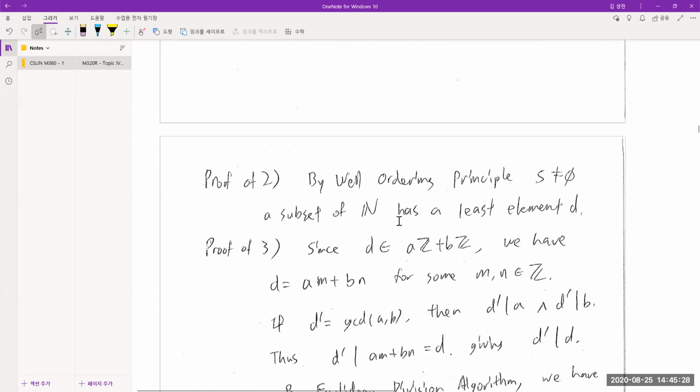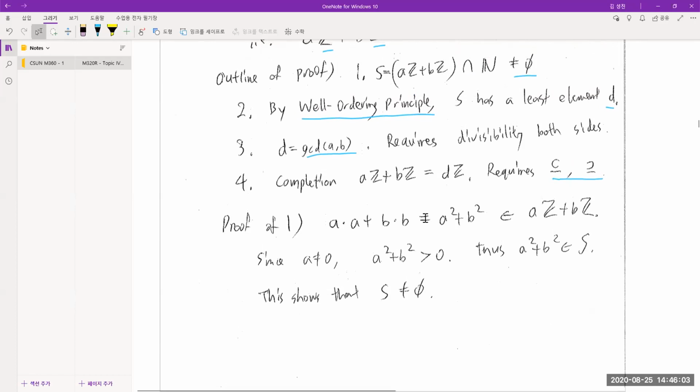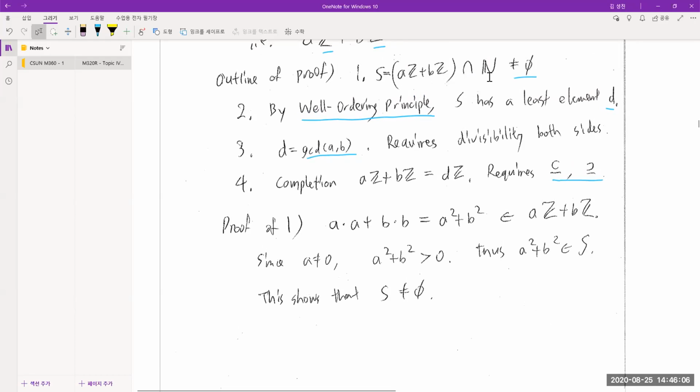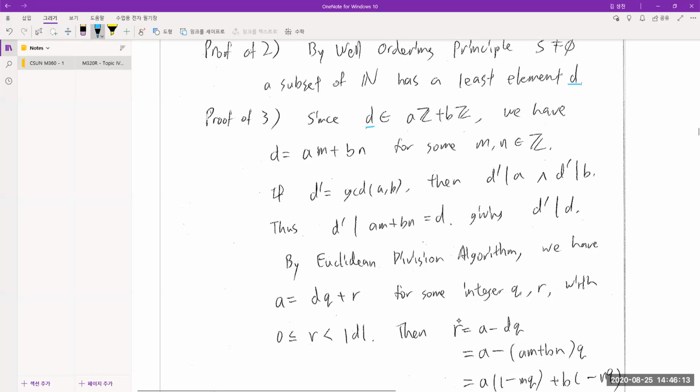Step 2, by the well-ordering principle, if we have a set that is a subset of natural numbers, which is a non-empty set, then it must have a least element D. We call it D. And step 3 will prove that this D is actually the greatest common divisor of A and B. So first of all, D belongs to the set S. Recall the definition of the set S, AZ plus BZ intersection with the natural numbers N. So it must be of the form Am plus Bn for some integers m and n.